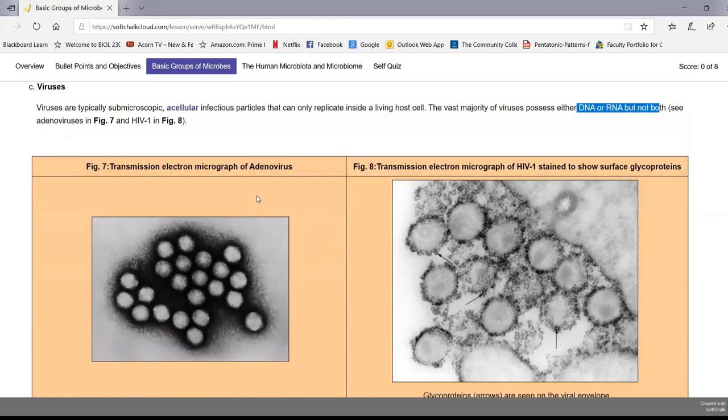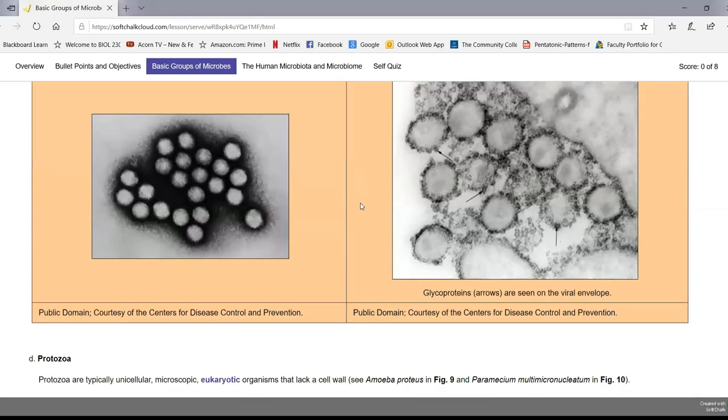Here we see a couple electron micrographs. Figure 7 is an adenovirus. Adenoviruses, there's a number of those that cause respiratory infections. There's one that causes pink eye. Some cause GI infections. And over here we have HIV. And here's the human immunodeficiency virus, and it's in the process of infecting a T4 lymphocyte, as seen under a transmission electron microscope.